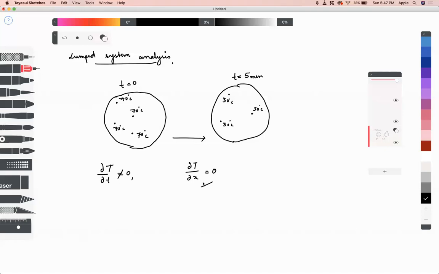Doing lump system analysis is actually easier compared to the other two. But you cannot use lump system analysis for just any situation. Lump system analysis can only be done under certain conditions, and if those conditions are not met, then you have to go with either an infinite solid model or a semi-infinite solid model. So let us see under what condition lump system analysis can be applied.